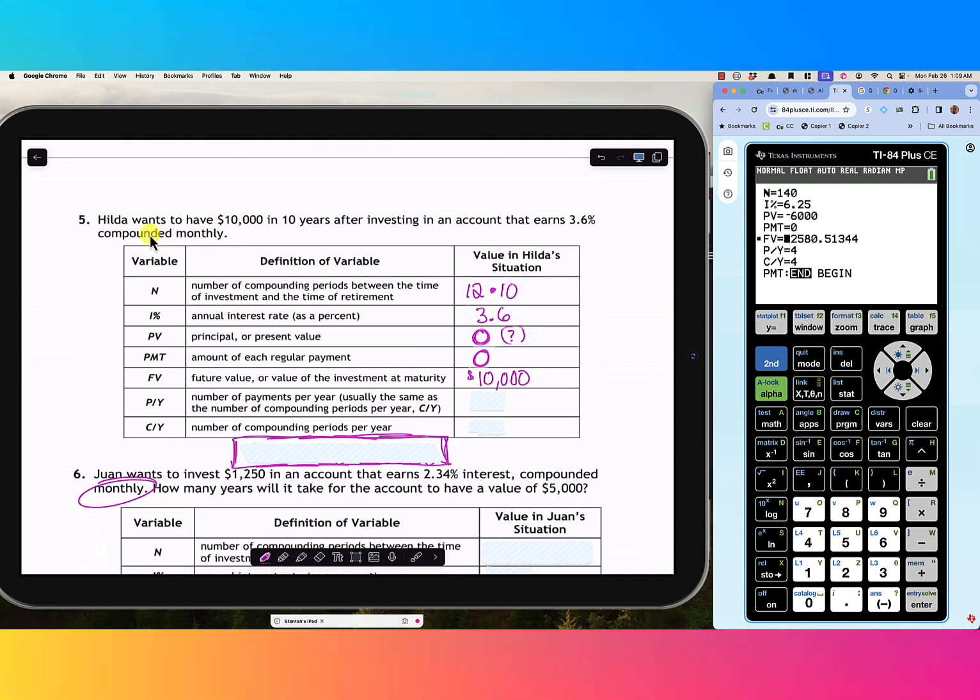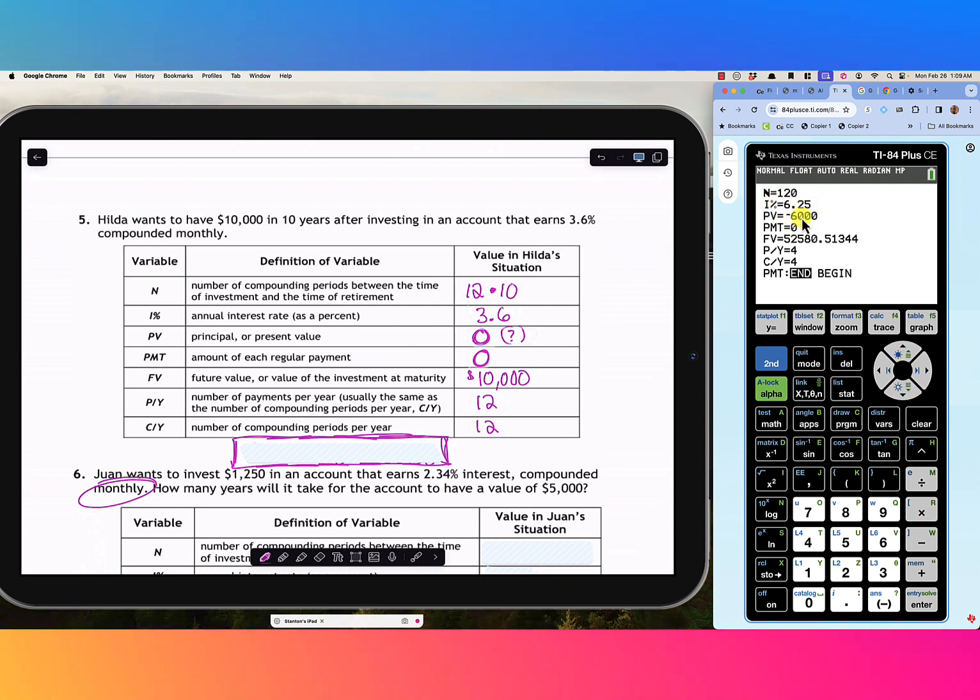P/Y and C/Y is the compounding monthly, and we know there's 12 months in a year, so that's both going to be 12. All right, now let's put all of this in the calculator. Go back up to the first line, n, and we're going to type in 12 times 10. Okay, and then go down to the next line.